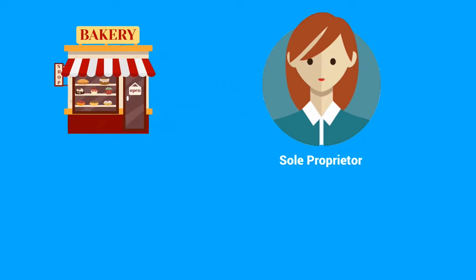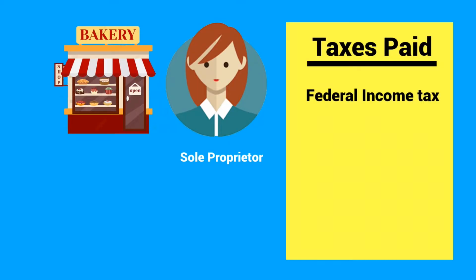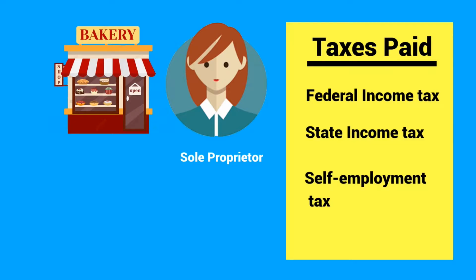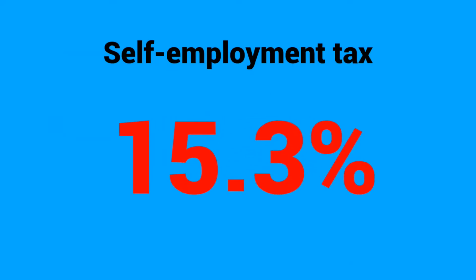What kind of taxes? You will pay federal income tax, state income tax if you live in a state that has state income tax, and more importantly, self-employment tax. Now, the current self-employment tax is 15.3%. Why do you have to pay this?